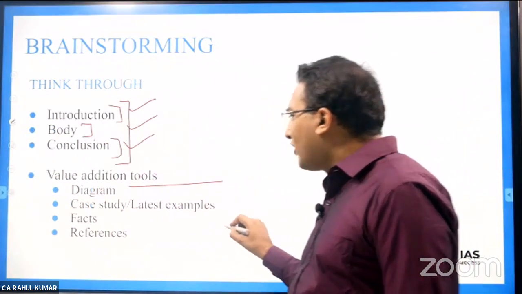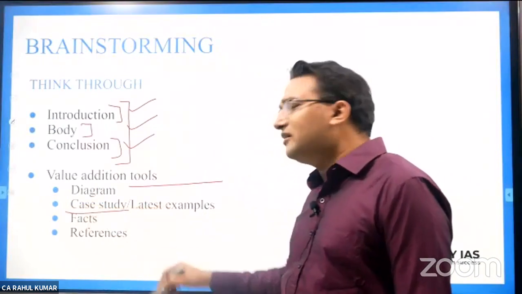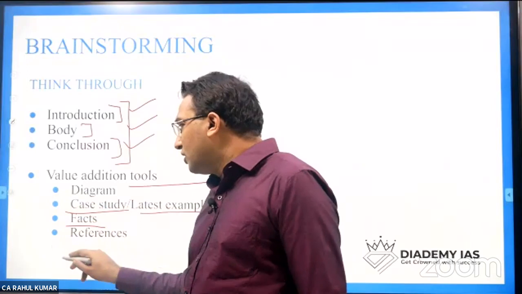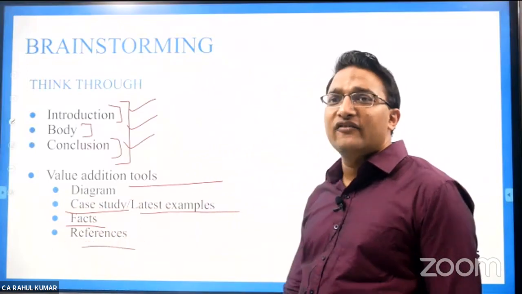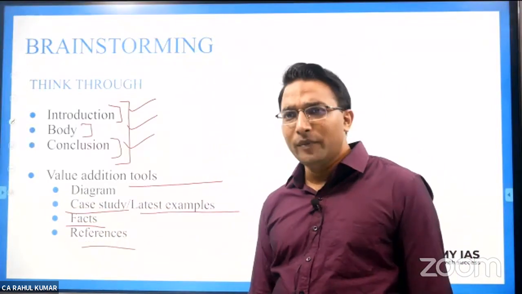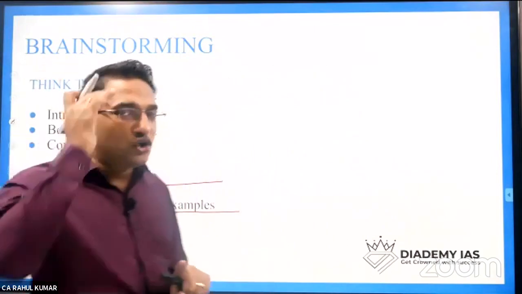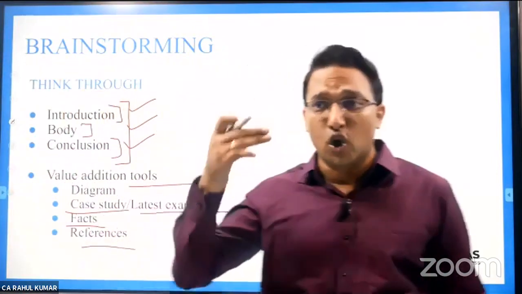Then can I give some case study? Can I give some recent example? What facts can I quote? What references can I give? Can I give the reference of any government report? So basically, all these dimensions you must have as a checklist in your mind when you are brainstorming.